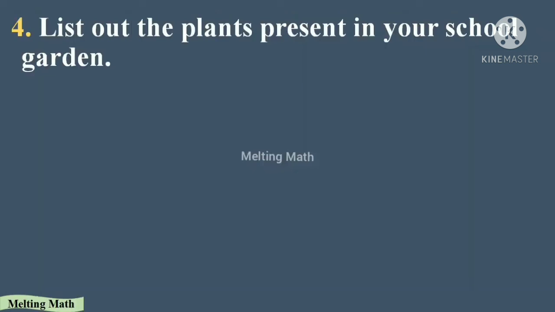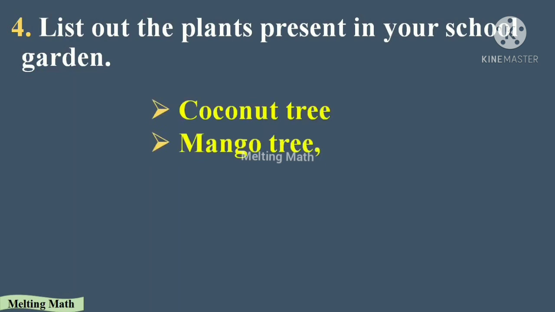List out the plants present in your school garden. You can also write the plants which are in your school ground, or somewhere in your school only. Okay. If you don't know the name of any plant, just ask your teacher. Okay. In our school we have a coconut tree, mango tree, hibiscus tree. That's it. So like that you can write the plants which are in your school garden or ground.